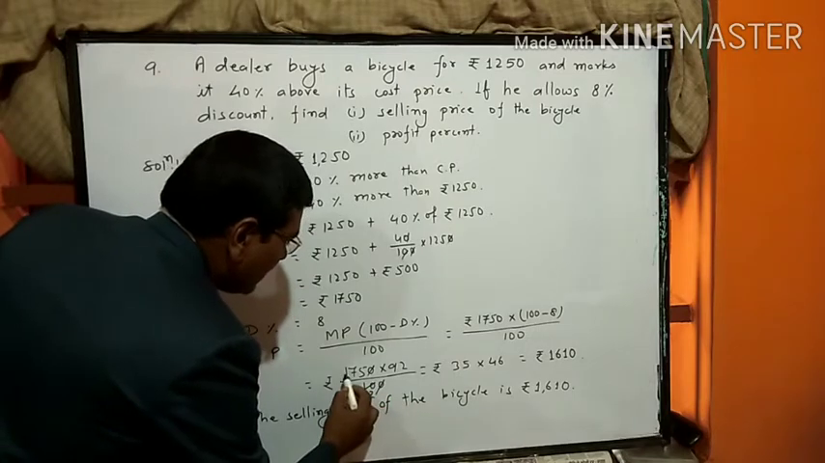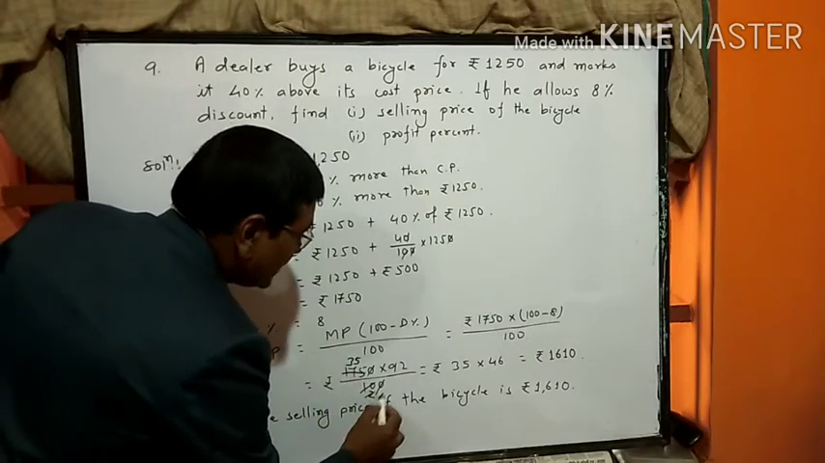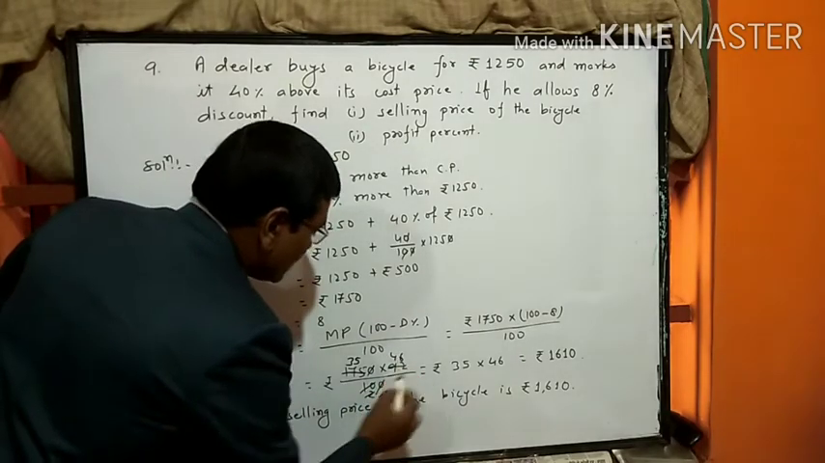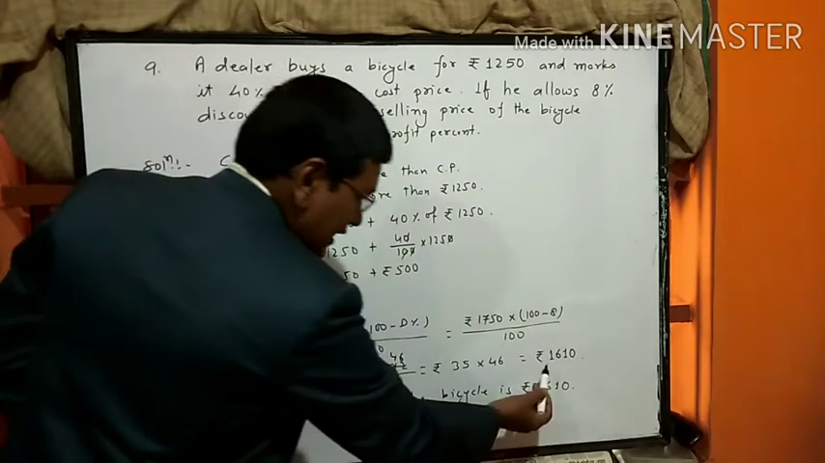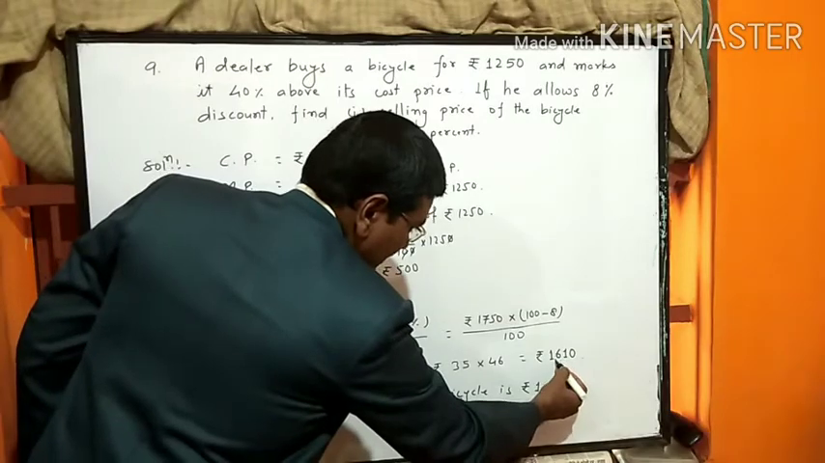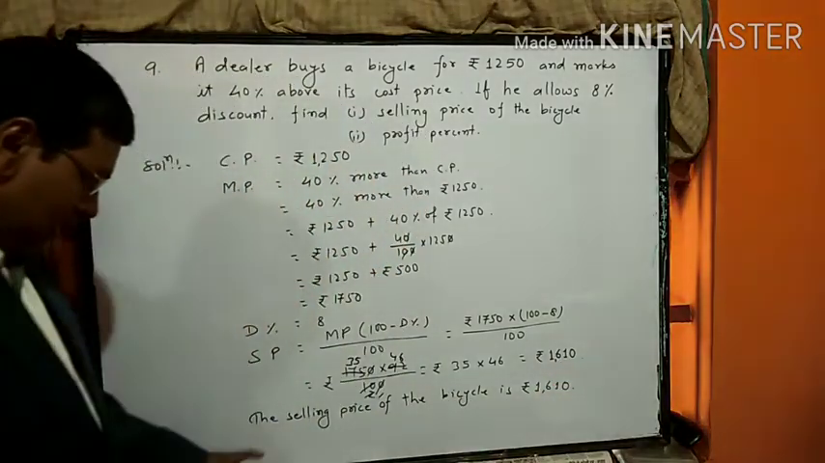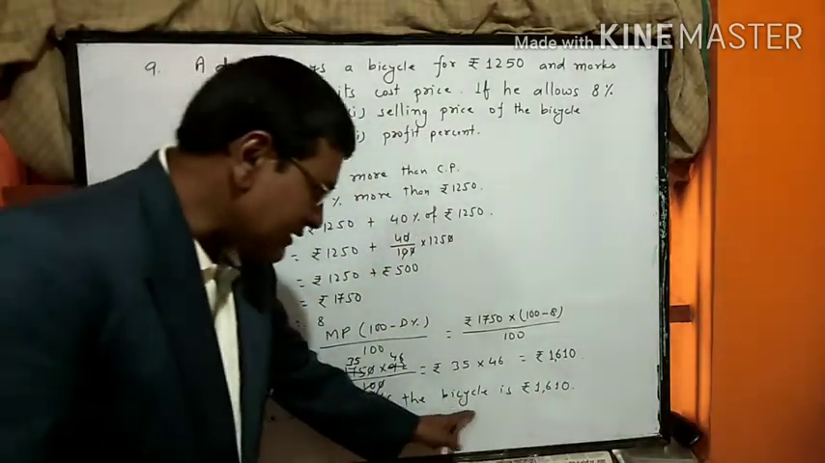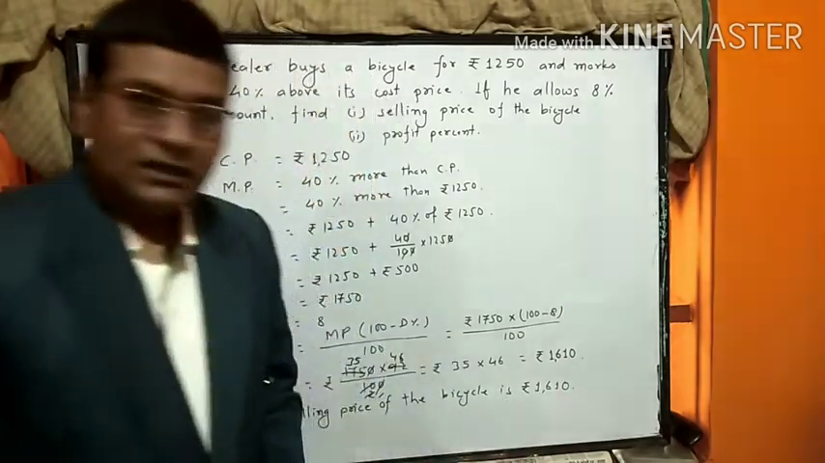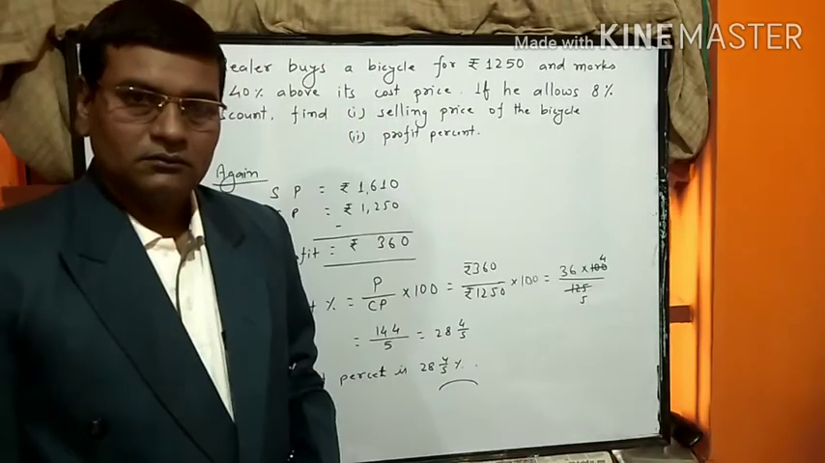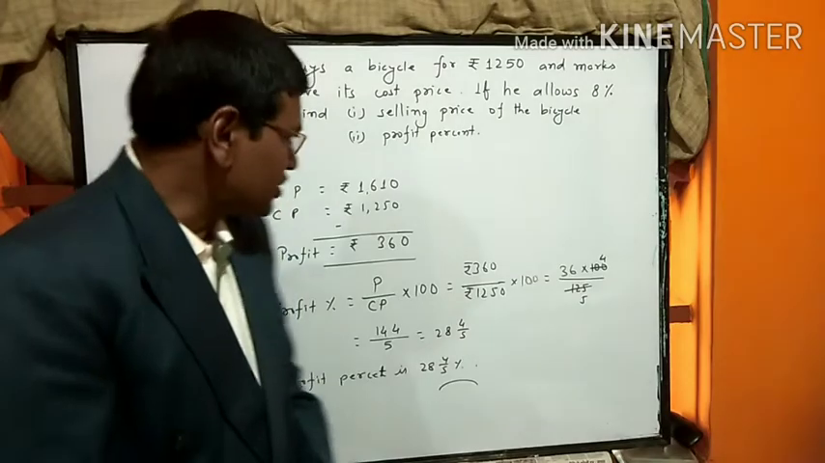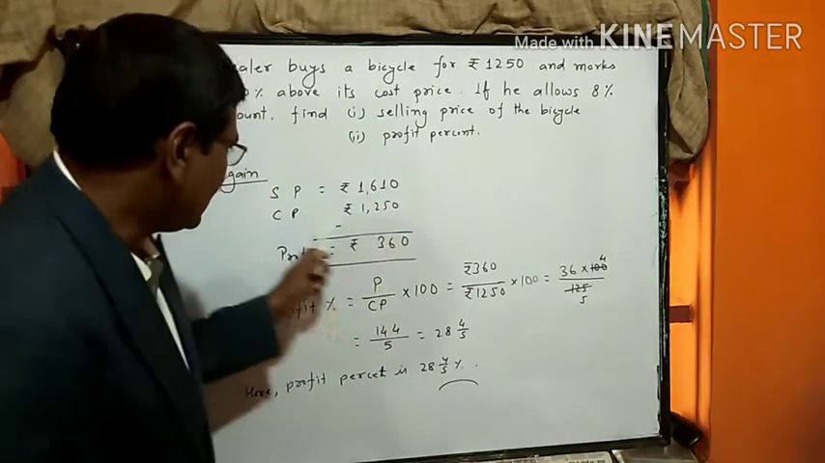5 2 ja, 5 3 ja 15, 5 5 ja, 2 1 ja, 2 4 ja, 2 6 ja, 35 into 46. It is 1610. The selling price of the bicycle is 1610. Now second part of this question, profit percent.